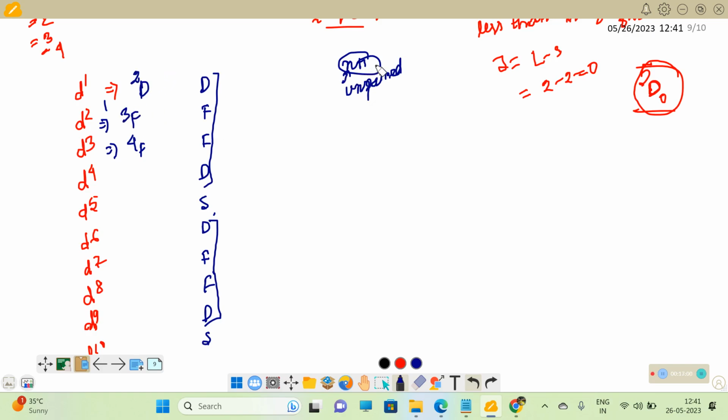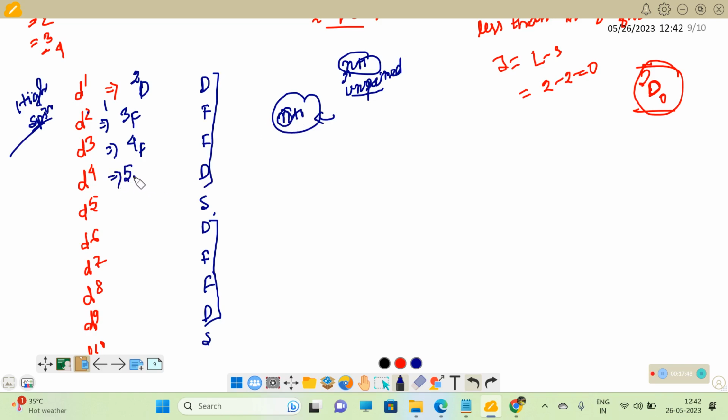This is from the unpaired electron plus 1. Unpaired electron is 2, so the value here is 3. And this is for the high spin system. For a high spin system, it depends on the number of unpaired electrons, but the term symbol will be the same. If it is a low spin system, the D4 system will differ, the unpaired electrons become 2, but the term will be the same for DFFD and DFFD. Just the value of n plus 1 will change, because the number of unpaired electrons is changing.